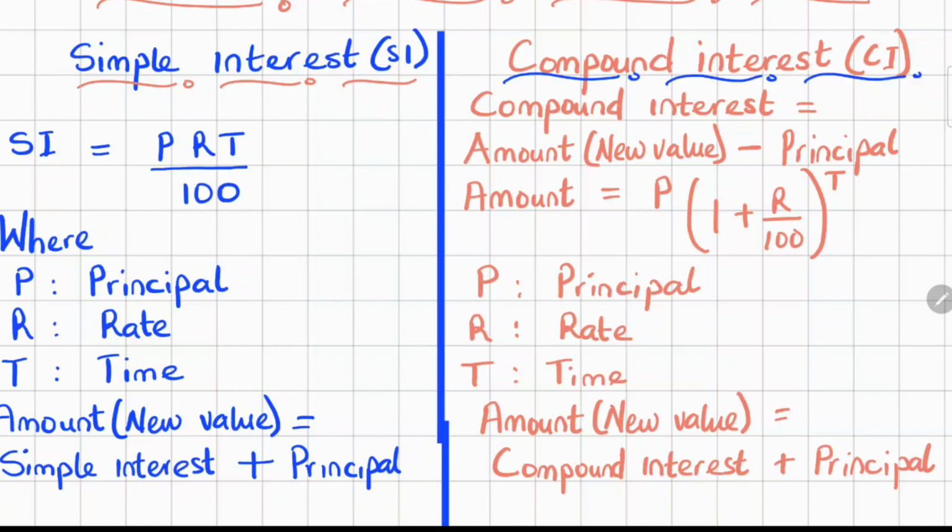Now, the amount produced after compound interest is applied will be given by the formula P into bracket 1 plus R over 100 raised to power T, where again your P is your principal, your R is the rate, and T the time. Now, the new amount, which is what you calculate using this formula, is actually a combination of both your compound interest and your principal, which is why I said earlier that to get the actual compound interest, you need to subtract from this amount the principal. Hope you understand it. Now, to help you understand better, we're going to look at a few examples.